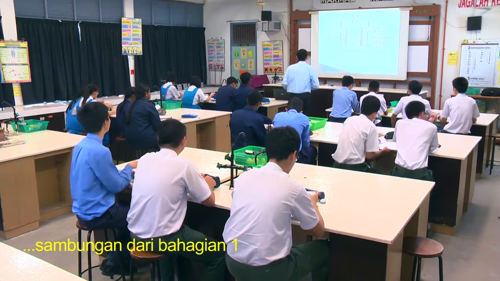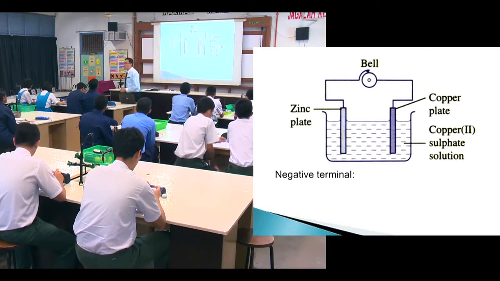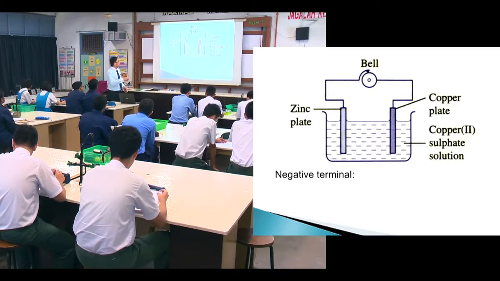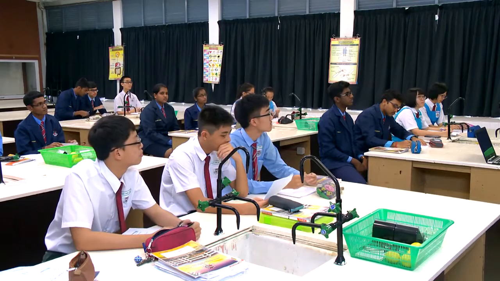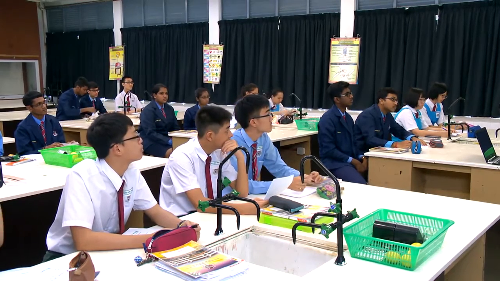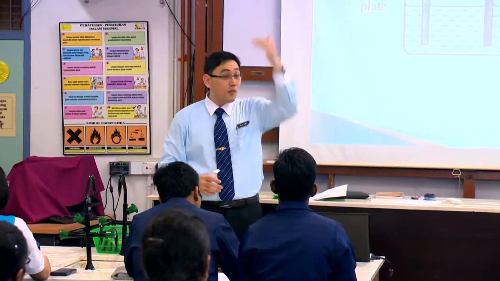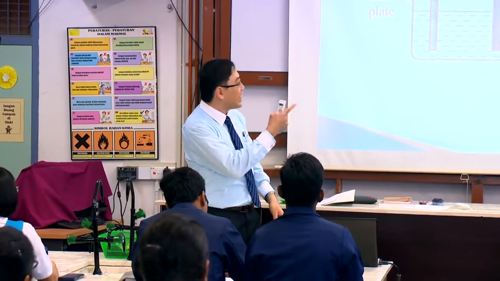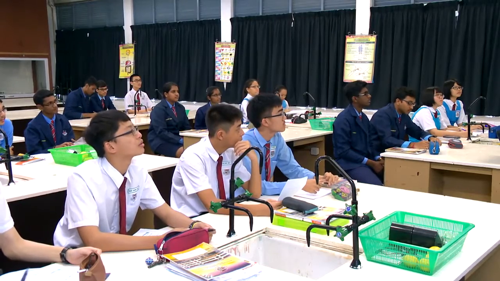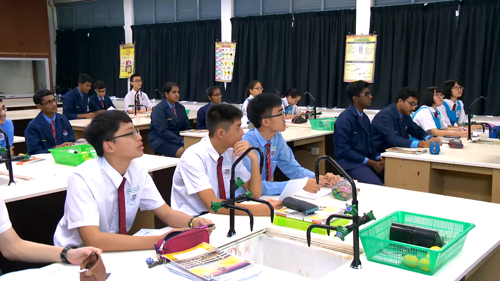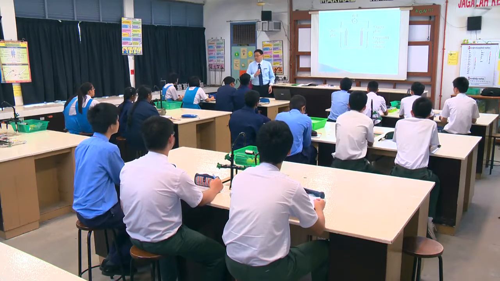Now look at the questions. Okay, now I have the zinc and the copper plate. Among the zinc and copper plate, can everybody answer me, which one is located on top of the electrochemical series between zinc and copper? Yeah, the zinc. What does it become? The negative terminal. The zinc will become the negative terminal.